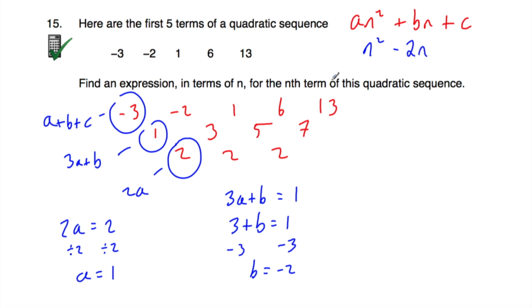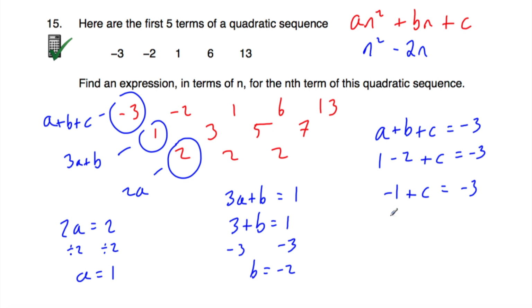And finally, for the value of c, we've got that the first term in the sequence is equal to a plus b plus c. So a plus b plus c is equal to minus 3. A is equal to 1, so we've got 1, and then plus b. B is equal to negative 2, so instead of writing plus negative 2, I'm just going to write subtract 2. And then we've got plus c, and that's equal to minus 3. 1 take away 2 is minus 1 plus c, and that's equal to minus 3.